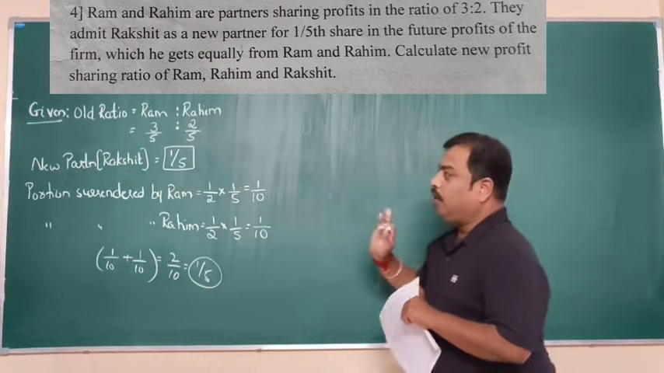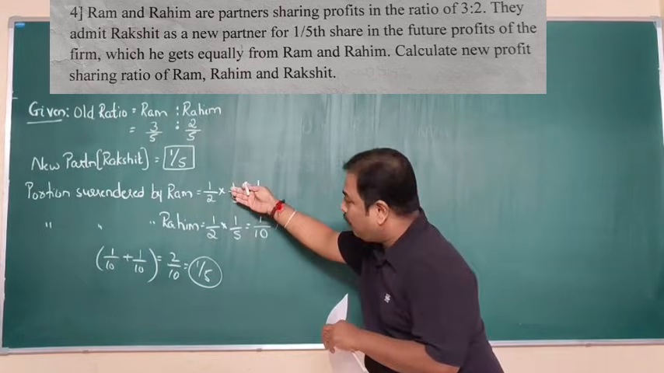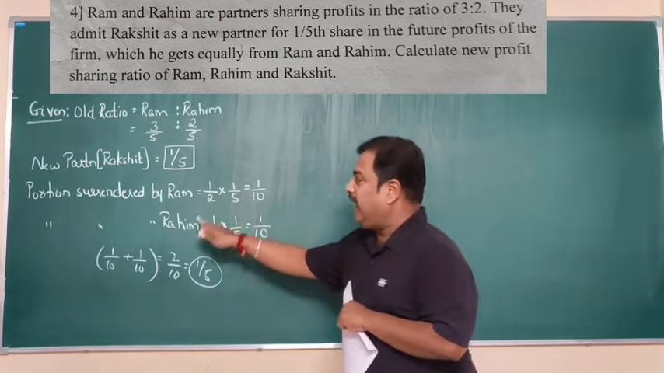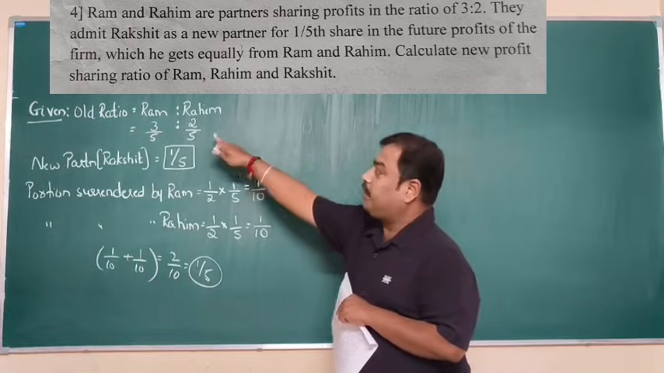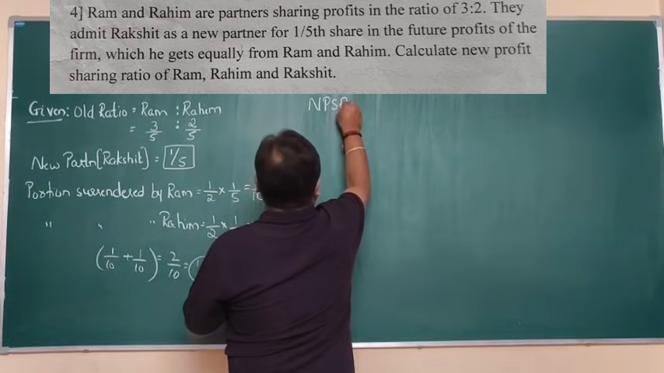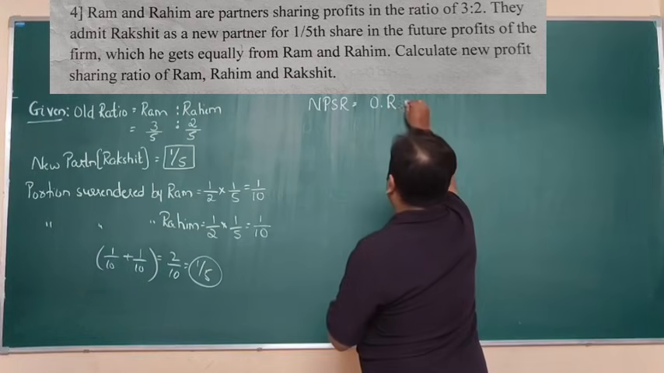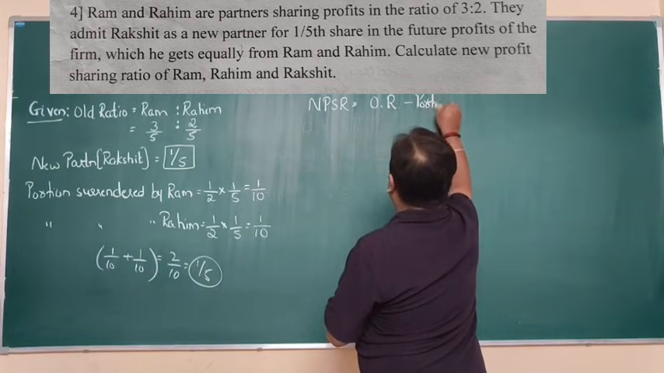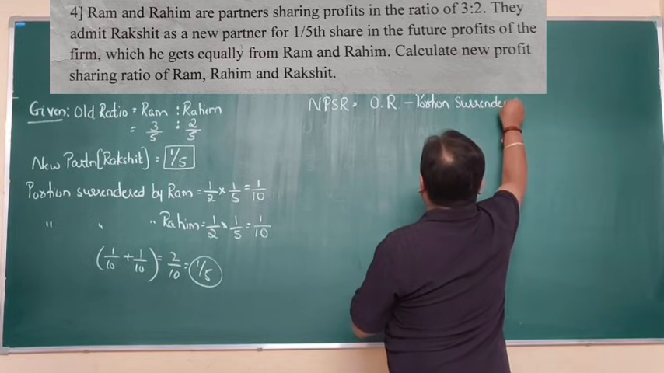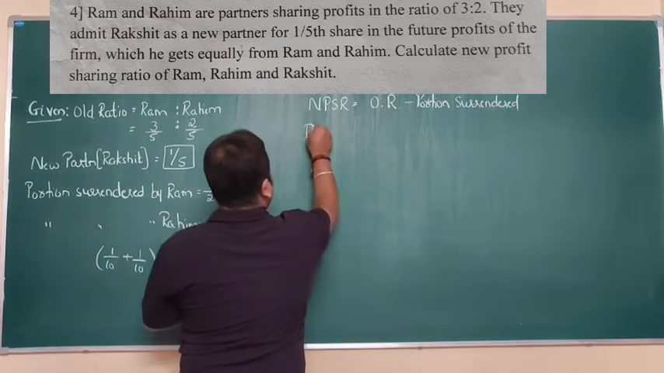Now, what was given to us? Old ratio, the new partner share, and how much they are surrendering. Ram has surrendered 1/10 and Rahim has surrendered 1/10 from their old ratio. Now there will be a slight change in the formula. NPSR is equal to old ratio minus portion surrendered. Who is surrendering the portion? The old partners naturally.